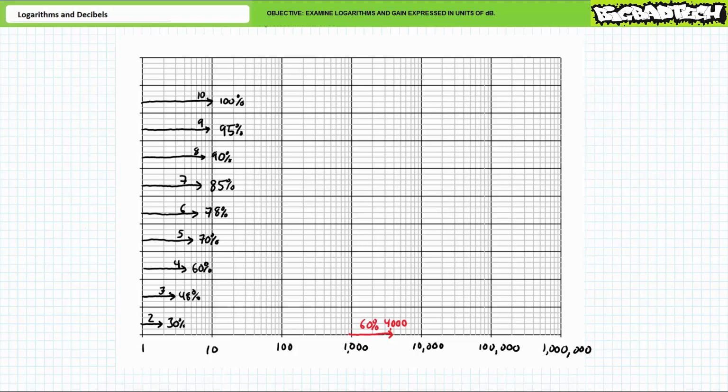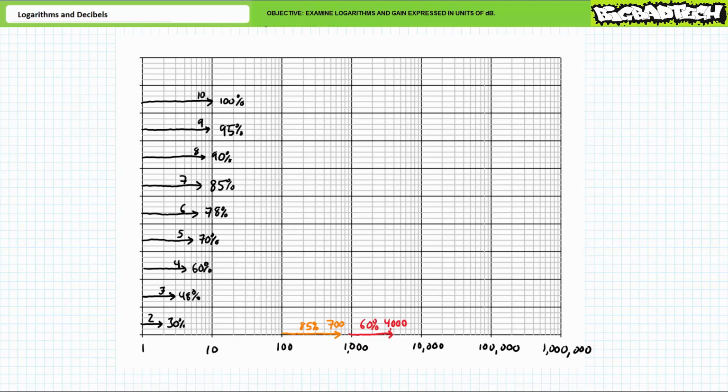Consider a point, let's say 60% of the way between 1000 and 10,000 hertz. This means we're at roughly 4 times 1000 hertz, or 4 kilohertz. Consider a point, let's say 85% of the way between 100 hertz and 1000 hertz. This means we're at roughly 7 times 100, or 700 hertz.